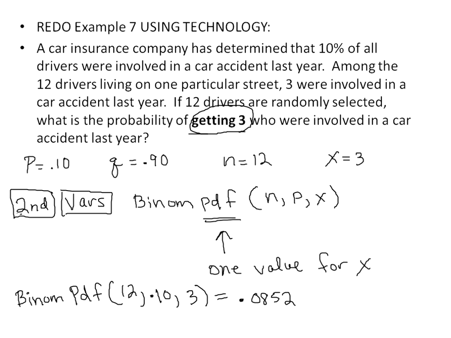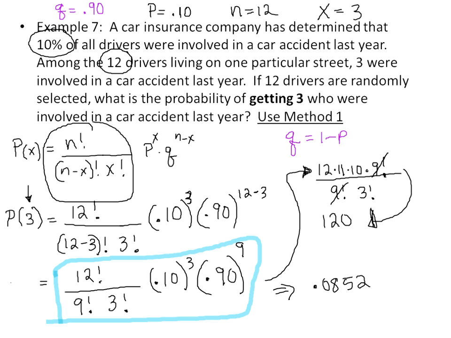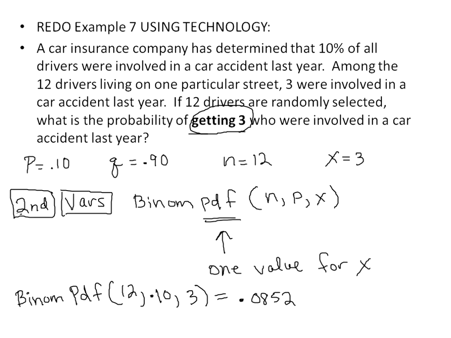Okay, so I'm just going to take you back to when we used the formula. And so remember 0.0852, keep that number in mind. So I'm going to click and go back and take you to that slide. And there it is. So you can compare the two methods. Method 1, I used the formula. Method 3, I used the calculator. So which was more efficient?